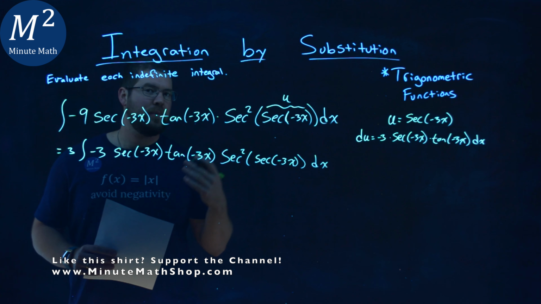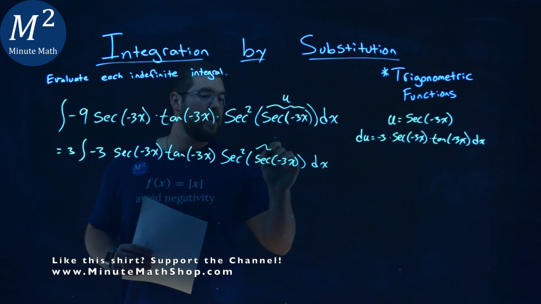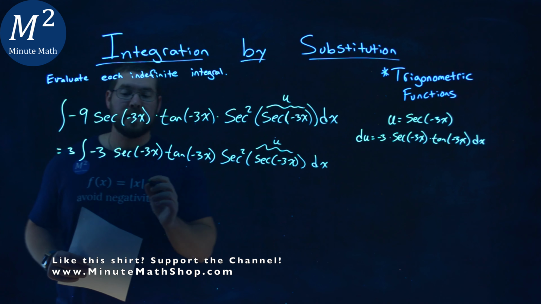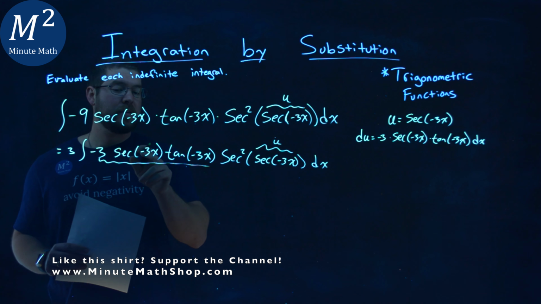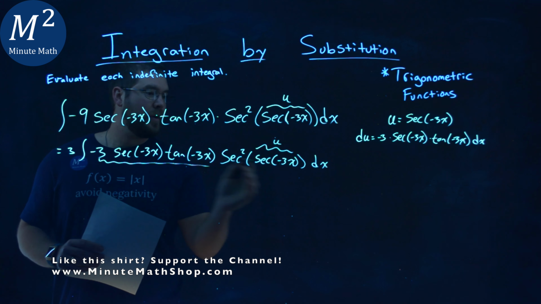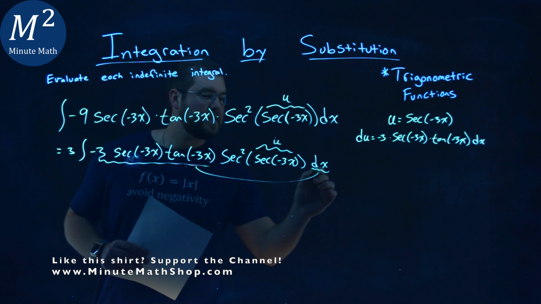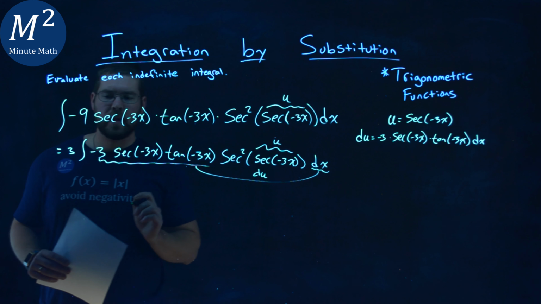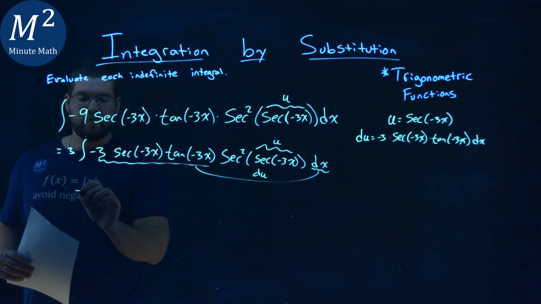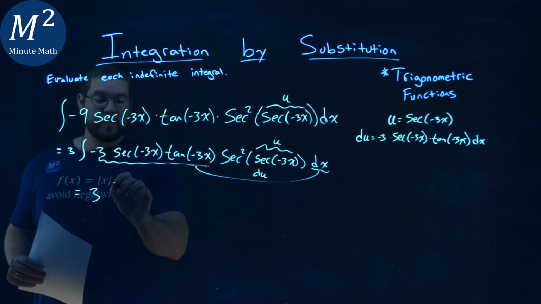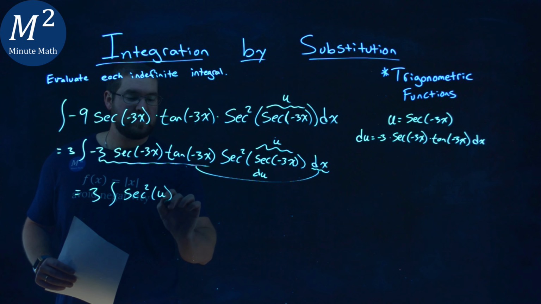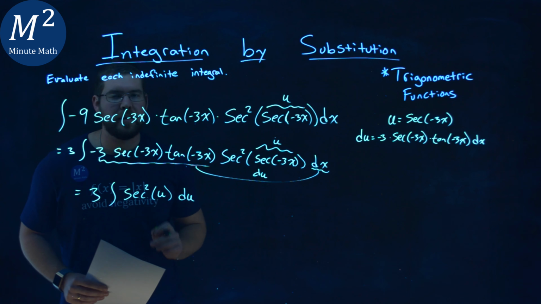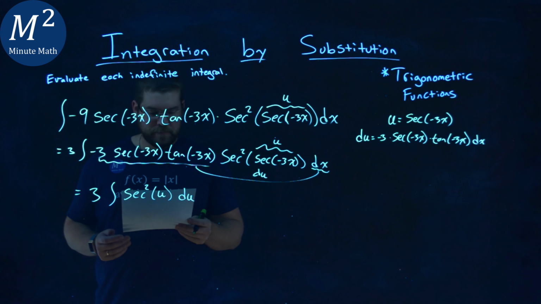Now we can substitute in our u values, right? So our u is right here, and our du is this negative 3 secant of negative 3x, tangent of negative 3x, and my dx together. So we can rewrite this now to be a very easy integral to solve. The integral is 3 times the integral of the secant squared of u du. Now that looks way more manageable.